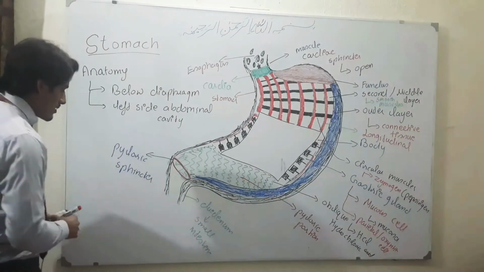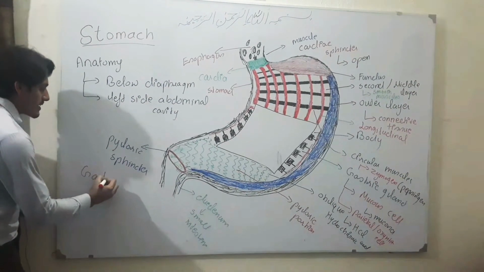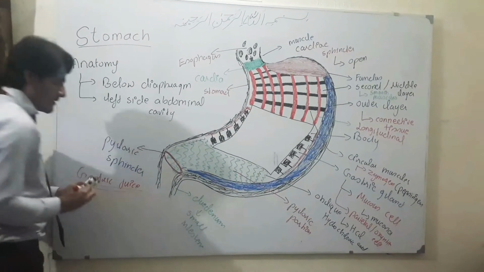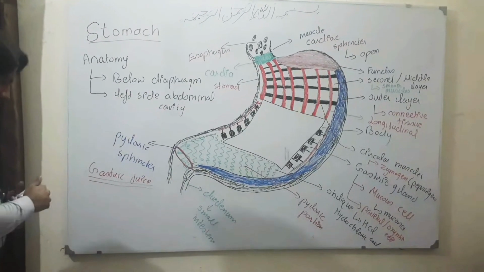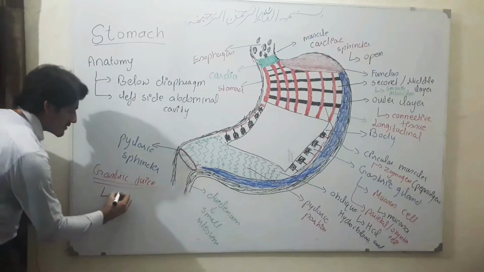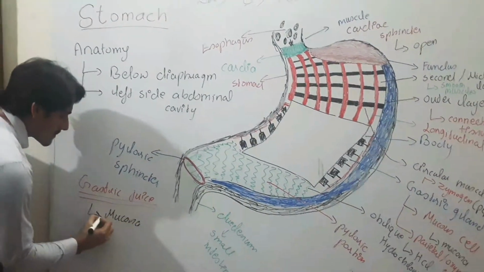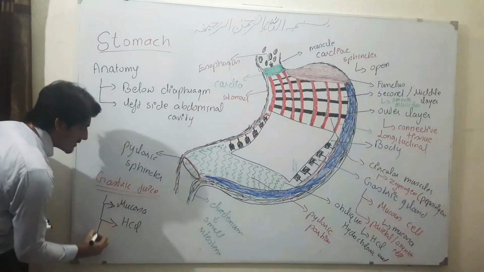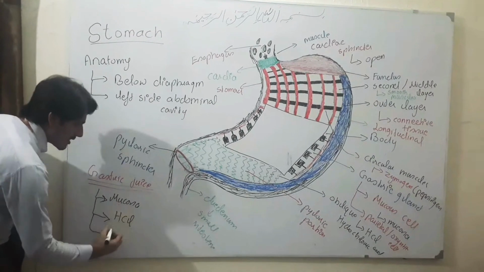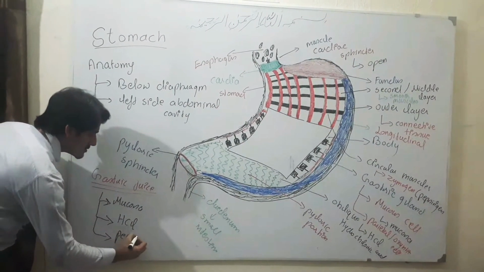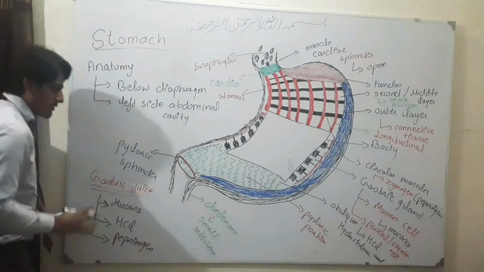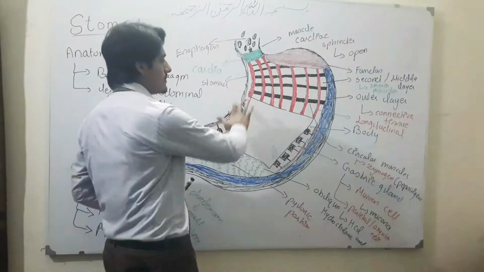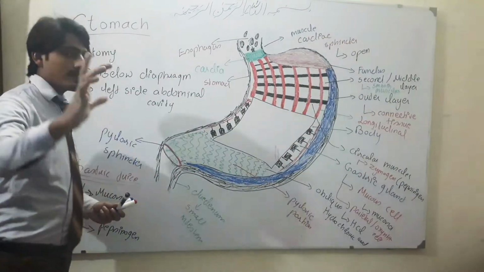If I talk about the composition of gastric juice, it is basically secreted by a gland which is called the gastric gland. Its composition is all these three secretions. The first one is mucus, the second one is hydrochloric acid, and the third one is an enzyme which is called pepsinogen. So this is the composition of gastric juice which is secreted by the gastric gland.